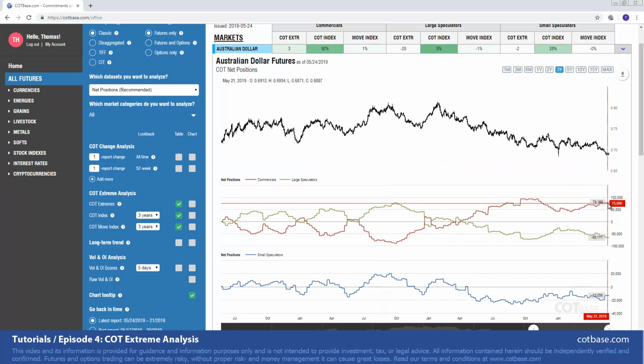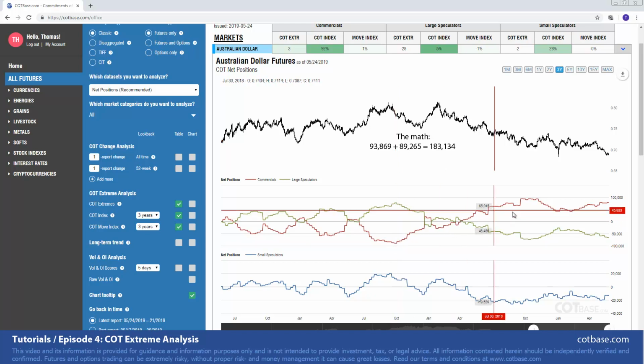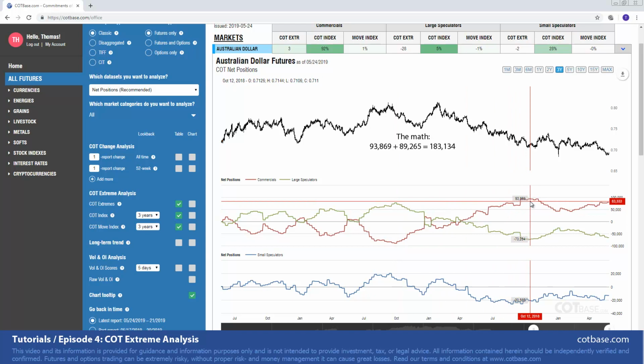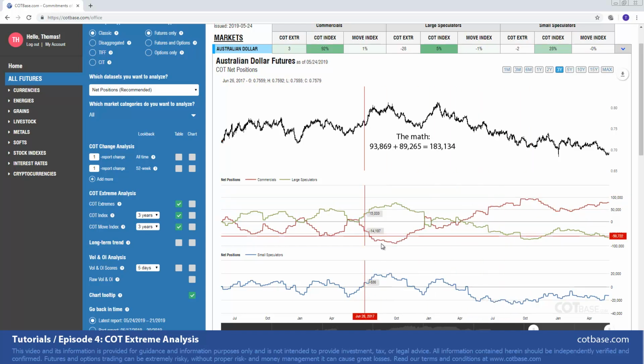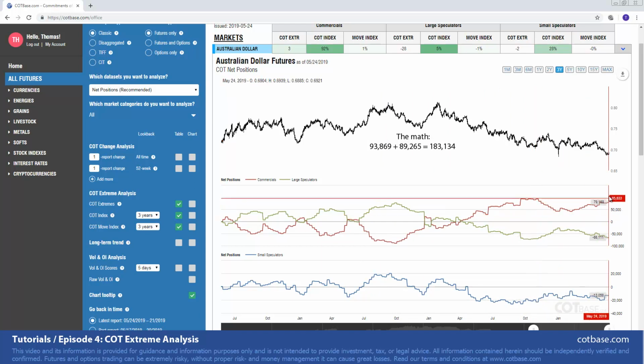Again, what we're doing is measuring a current value on a total range. By range, what we mean here is that commercials were most net short in September of 2017 with 89,265 contracts net short, and they were most extreme net long in October of last year, 93,869 contracts net long. If you add those up, you get a total range of 183,134 contracts.